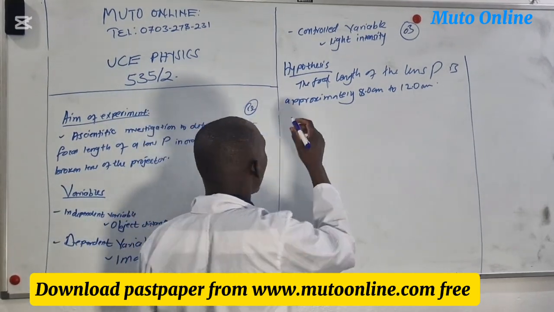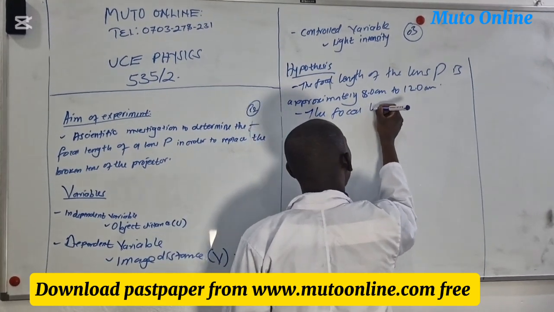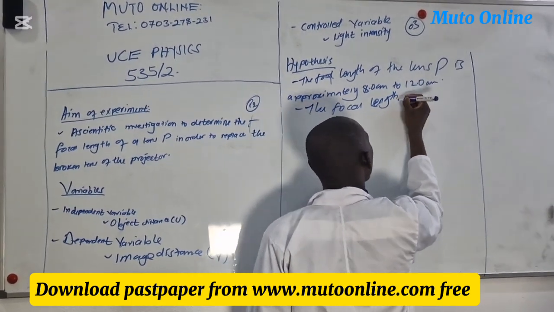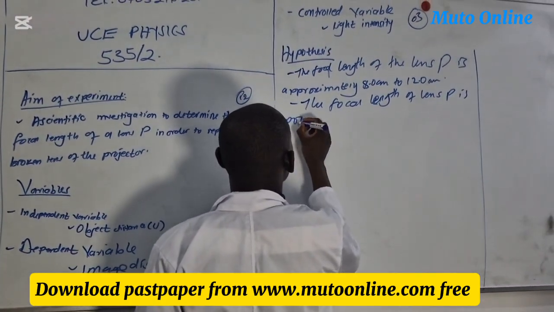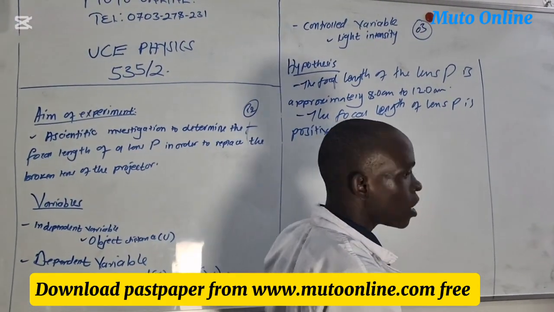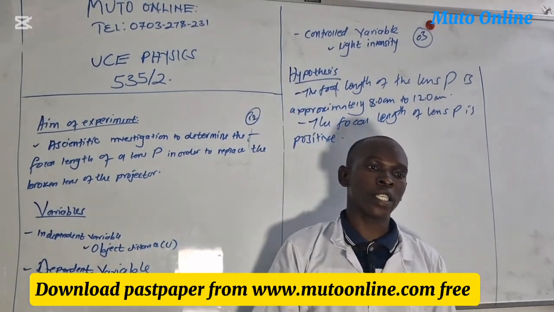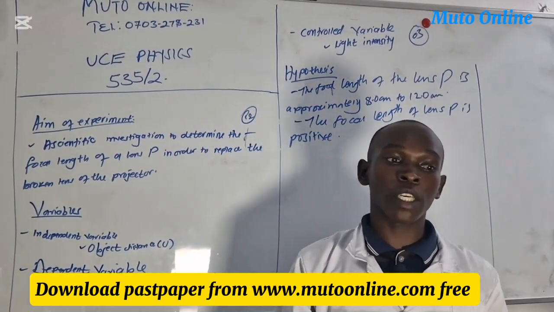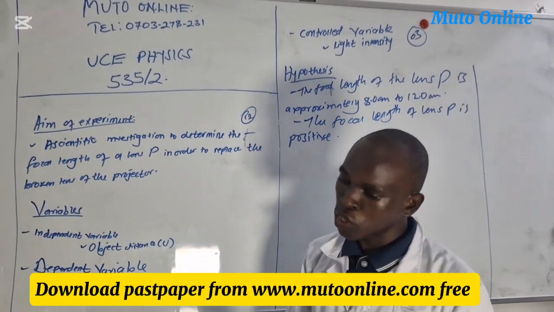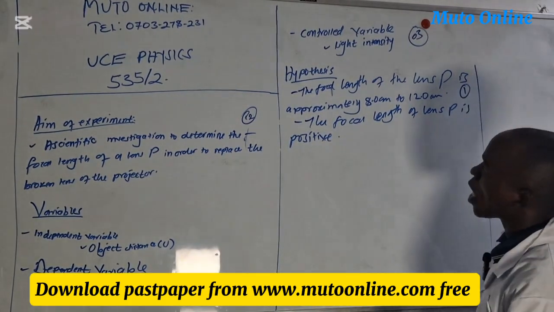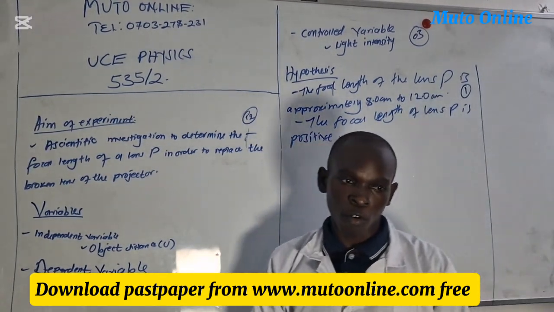Equally, we can still predict that the focal length of lens P is positive, because when they gave us the specification, 8.0 was positive, 12.0 was also positive. It definitely means that even the focal length that we are most likely to get will be positive. Now when you clearly state the hypothesis, you get a 1. So here we have our 1. Please take note, we had 3 here, we have a 1, we have a 2, making a total of 6.